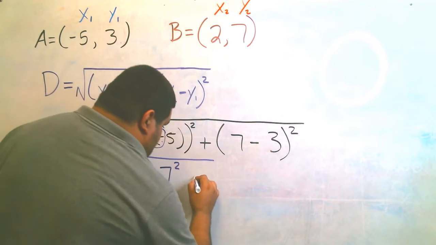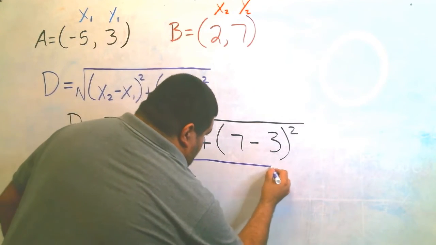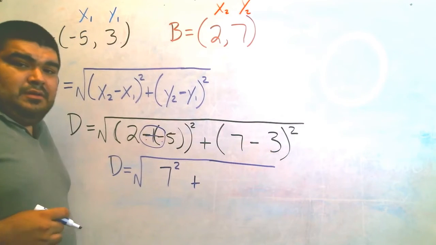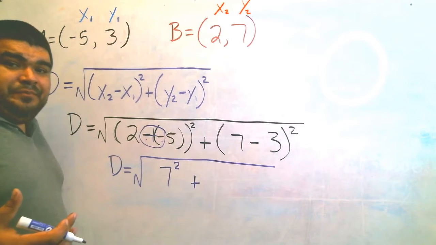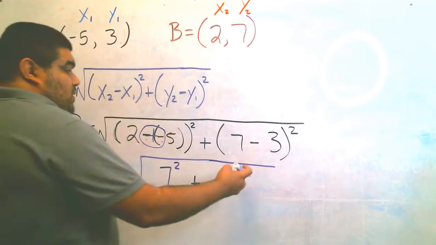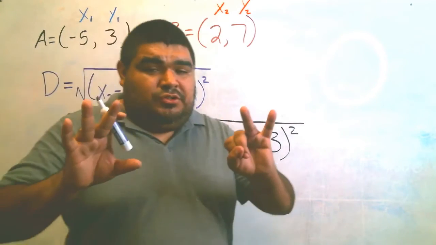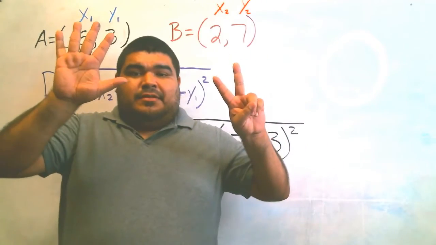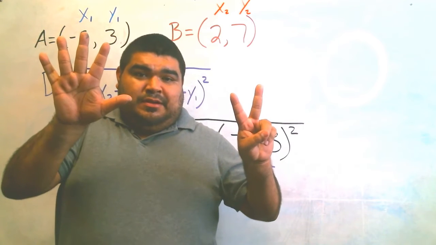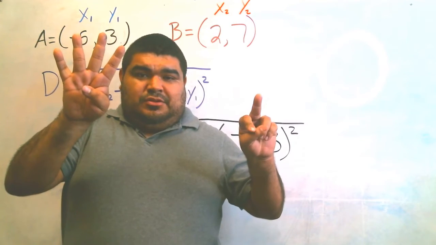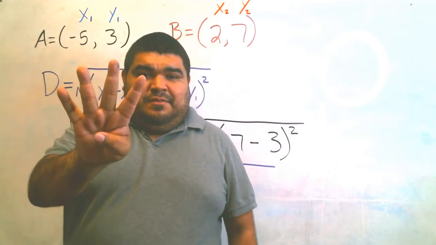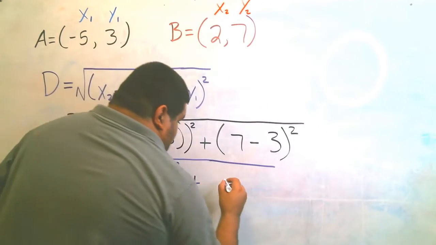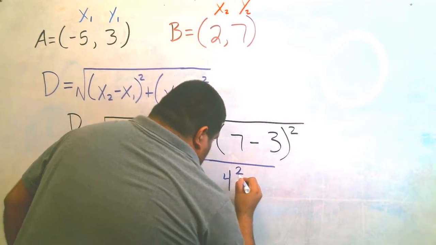plus, now we're going to do the other side. 7 minus 3. Remember, you can always use your hands. We have 7. All right. We have 7. We subtract 3. So 1, 2, 3. So we have 4. 4 is our answer, right? So we can say 4 squared.